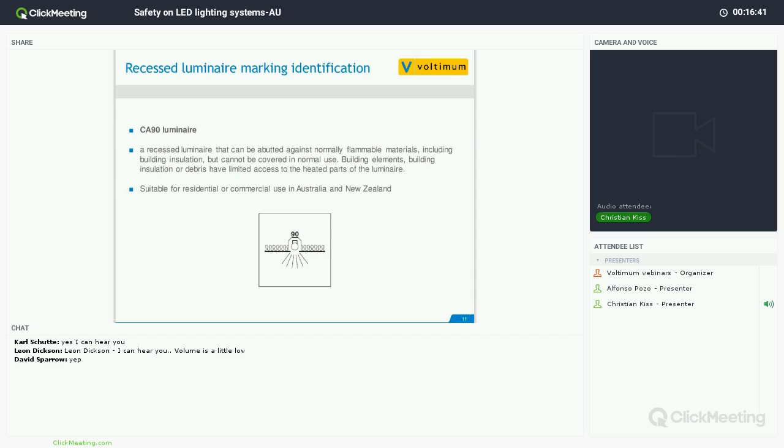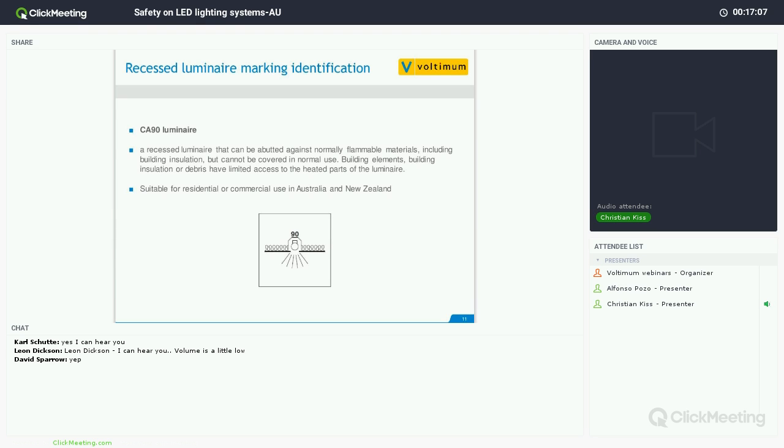So effectively it means you can have insulation right up to the luminaire touching it, but you can never at any point cover it. The 90 denotes that the external surfaces of the luminaire will not go above 90 degrees, so it's not considered to be a fire hazard. It's been tested to comply with that recommended temperature rating. So that's both Australia and New Zealand.